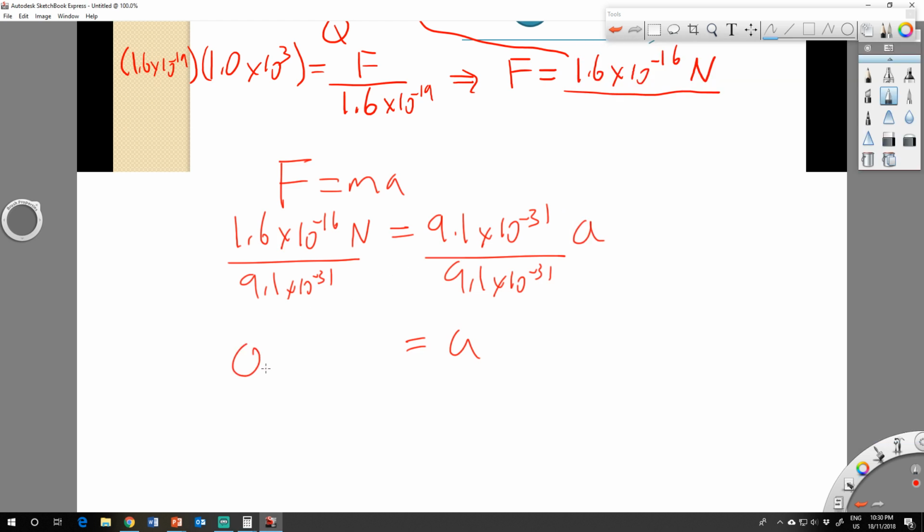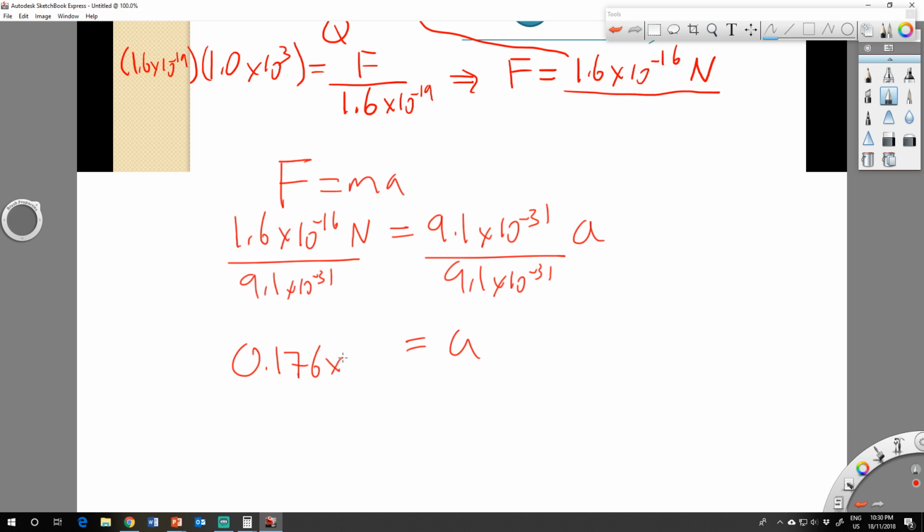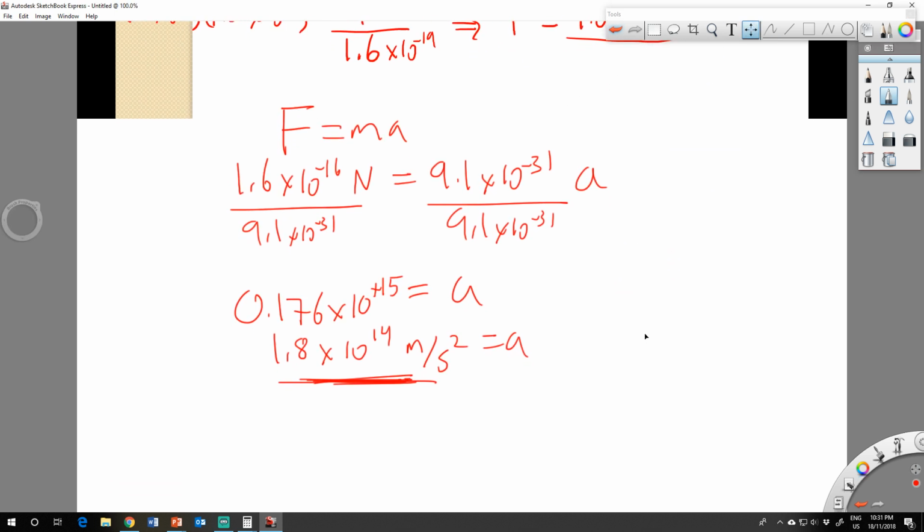So that'll be 0.176, I guess, times 10 to the negative 15, I want to say. No, not negative 15, positive 15. Yes, positive 15. Proper scientific notation, this should be 1.8 times 10 to the 14. This will be in meters per second squared. There we go. There's my acceleration. So this electron will accelerate ridiculously fast in that electric field.